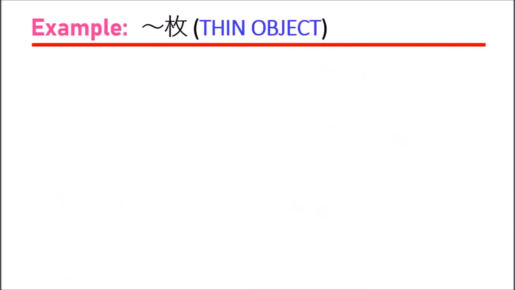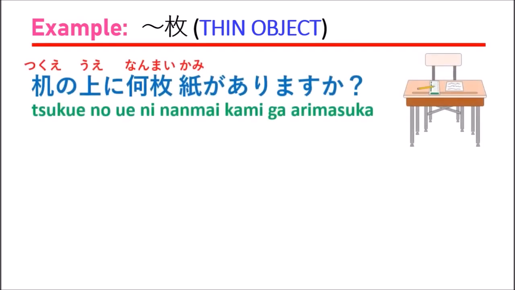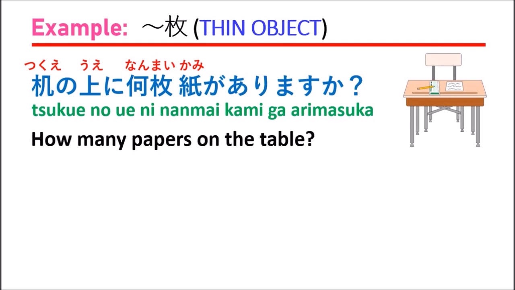Next we are going to see some examples of how to use mai to count thin objects in Japanese. The first example, Tsukue no ue ni nanmai kami ga arimasu ka? Which means, how many papers are on the table?